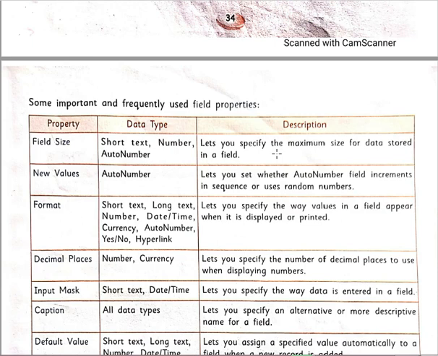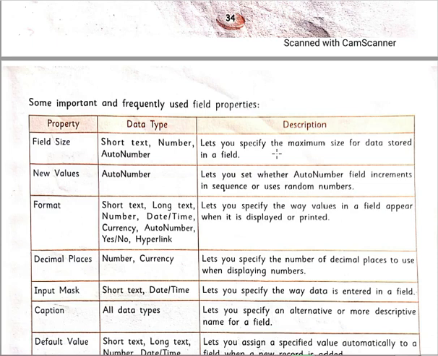Similarly, decimal places comes under the data types number and currency. It helps us specify the number of decimal places to be used when displaying numbers. Suppose you have fixed decimal places up to 2 or 3. If you enter any number, it will show the result correct to 2 decimal places or 3 decimal places according to our choice.